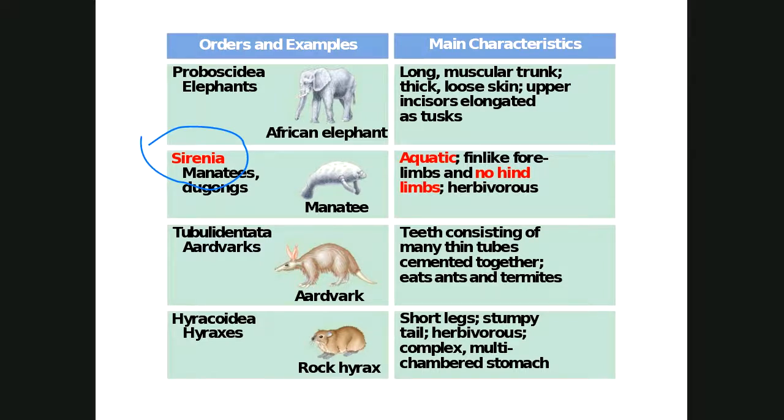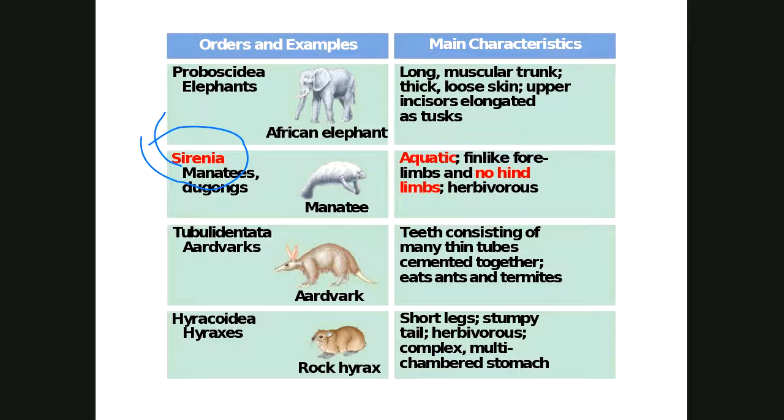Sirenians, by the way, manatees, their closest relatives are elephants. Elephants and manatees have a very close relationship. The mouth of a manatee, if you ever see them feed, is very dexterous. They can move that mouth quite a bit. It's kind of like the trunk on an elephant.